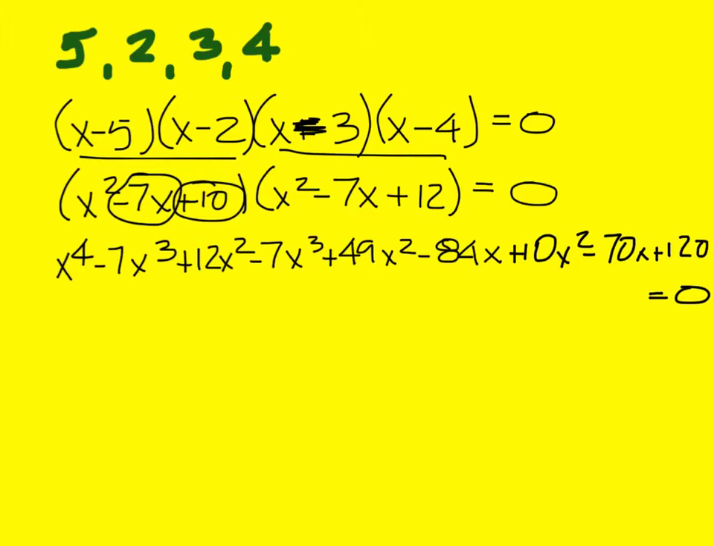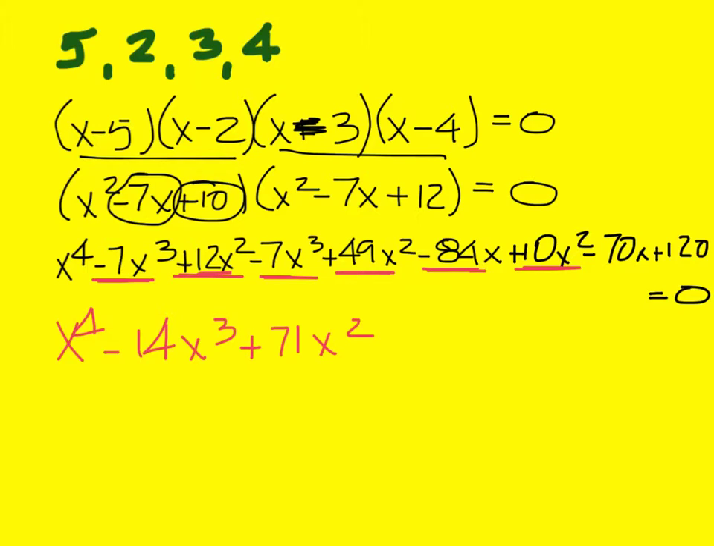Alright, so if we figure this out by simplifying, we should have x to the fourth, and then negative 7x to the third minus 7x to the third is going to be negative 14x to the third. And 12x squared plus 49x squared is 61x squared, plus 10x squared is 71x squared. Negative 84x minus 70x is negative 154x, and then plus 120 equals 0.